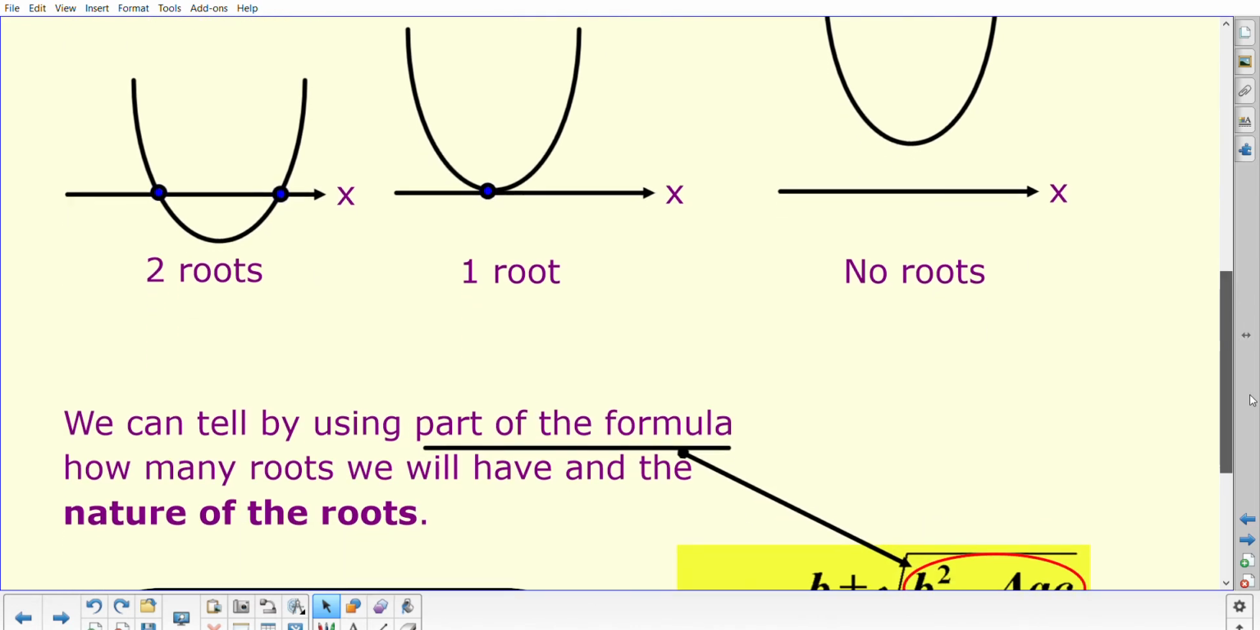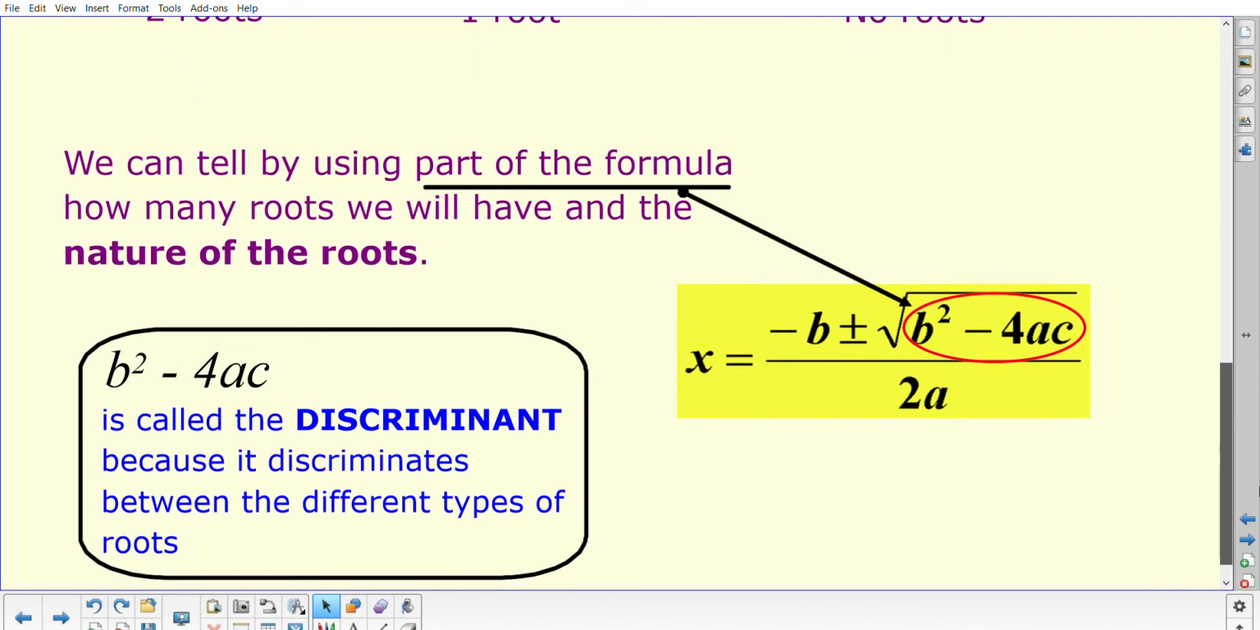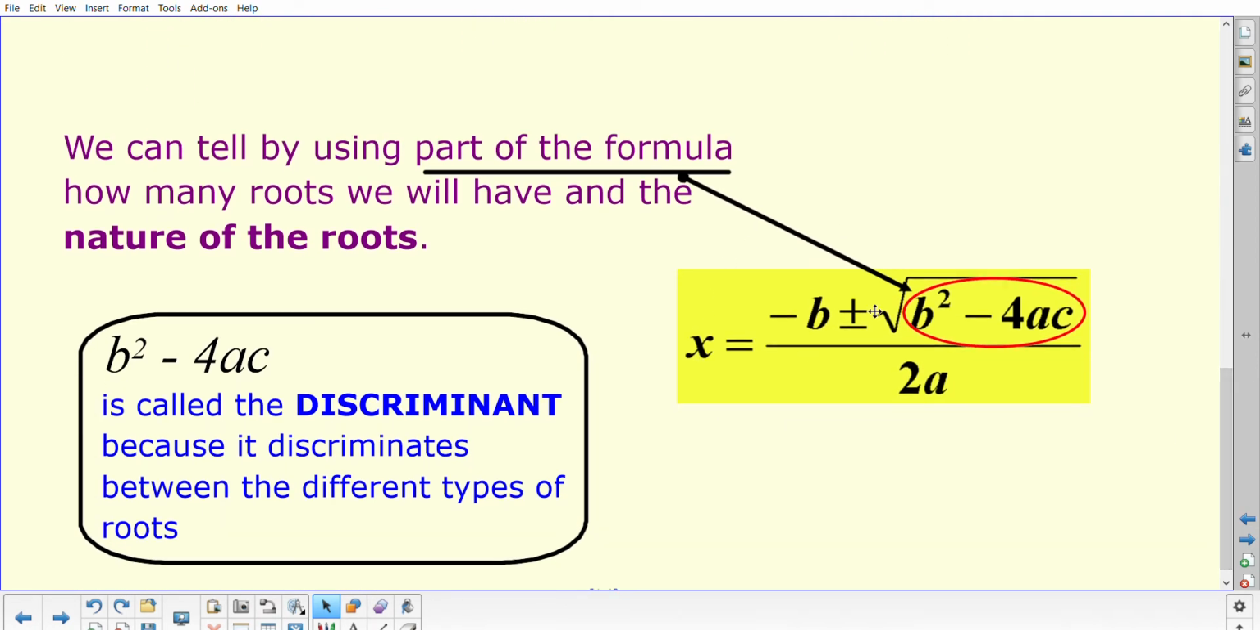So we met this quadratic formula yesterday, x equals negative b plus or minus the square root of b squared minus 4ac, all over 2a. What that allows us to do is work out what these roots are. However, we can tell, if you like, in advance without working out the whole formula, if we just home in on this b squared minus 4ac bit, the bit that's under the square root.